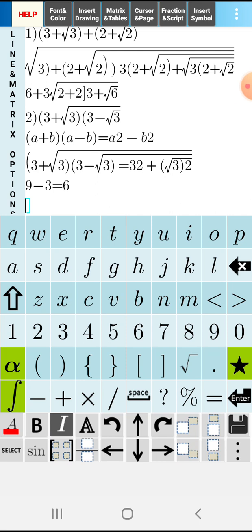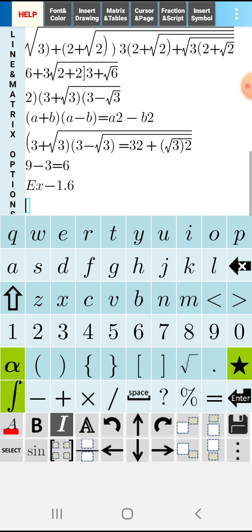Next exercise, the last exercise of this chapter, is exercise 1.6. First question is 64 to the power 1 by 2.